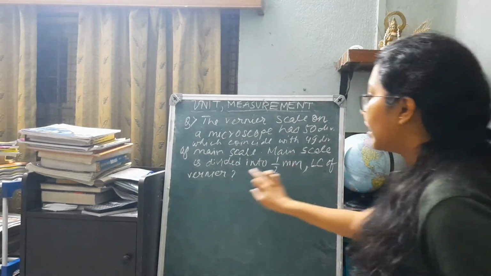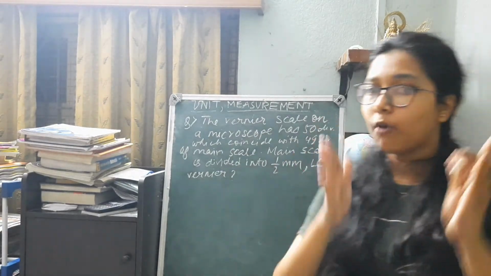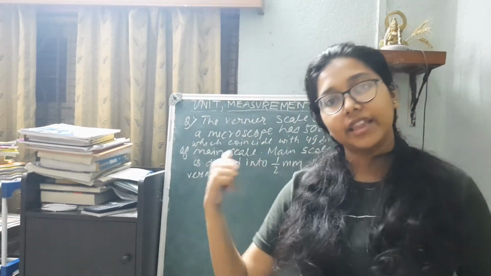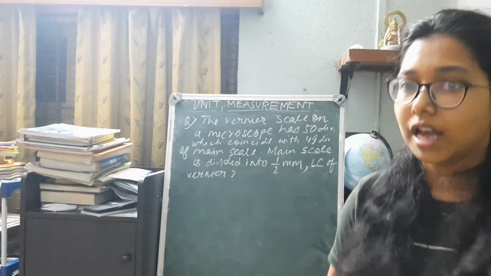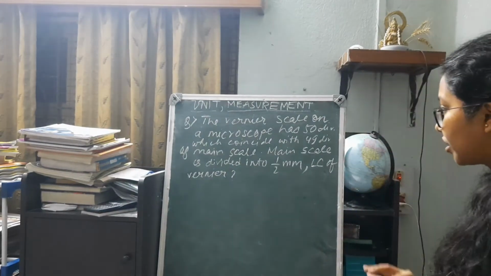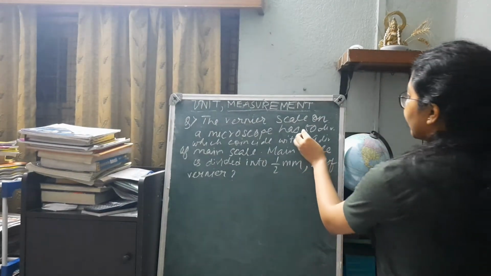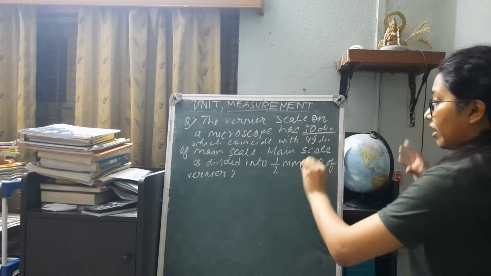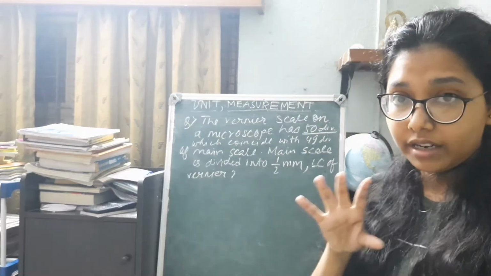So what is the least count of the vernier? You can pause the video, solve it on your own and then check it out with me. So I am beginning to solve the question. Initially we can understand that from the important data we have to select what is important for us.